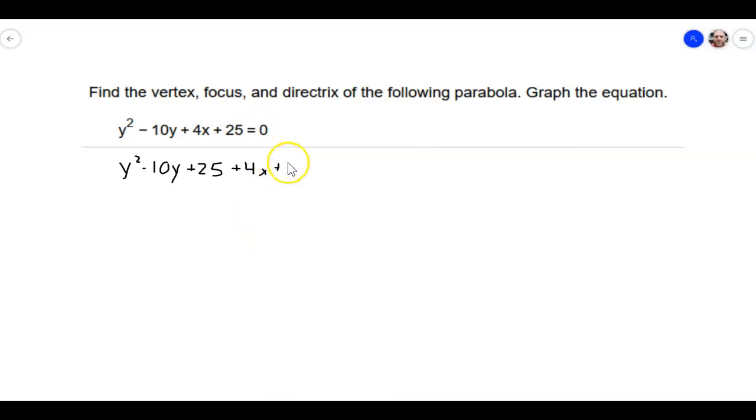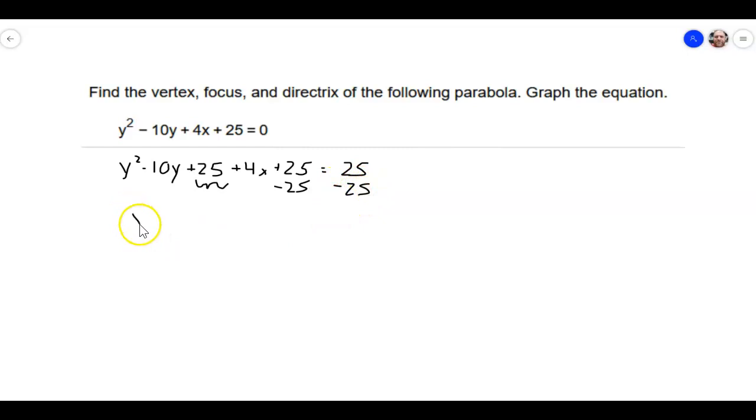Plus 25. So I added 25 on this side in order to complete the square. So I have to add 25 on the other side. So 0 plus 25 is 25. All right. And now I'm going to bring this over to the other side by subtracting 25 from each side. So I don't need this over here. So minus 25 minus 25.